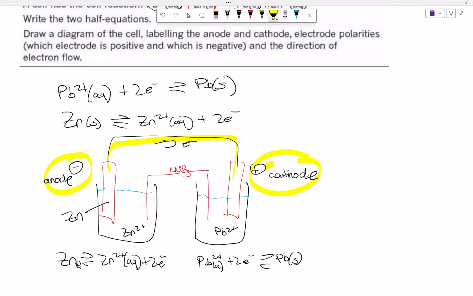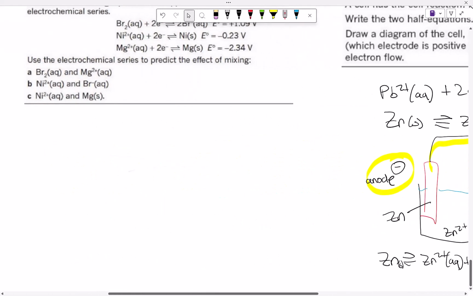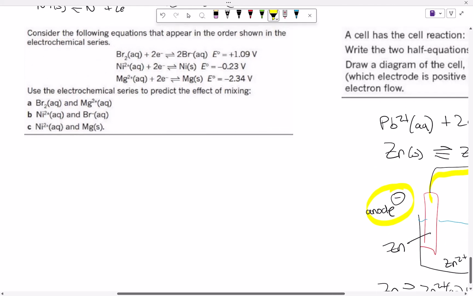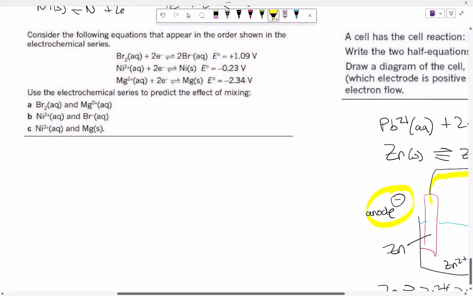Now let's have a look at this one here. Next question. It says consider the following equations that appear in the electrochemical series. So this is just taking a snippet of the electrochemical series, and it's giving you some predictions to make. The purpose of a question like this is checking that you understand the electrochemical series and how it works. So if I've got Br2 and Mg2+, let's have a look at what I've got. I've got Br2 up here and Mg2+. If I've got those two, then there's not going to be any reaction occurring. There's no reaction because they're both oxidizing agents.